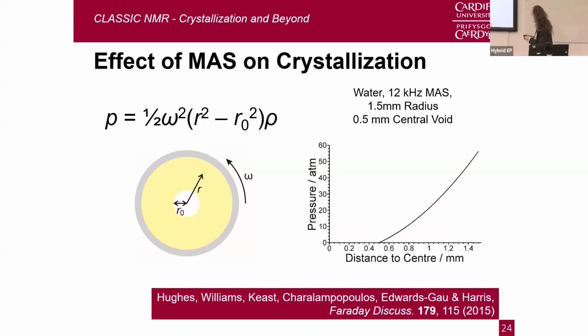But then it builds according to this equation, with the square of the spinning frequency and the square of the distance from the center, r. But you have to allow for the fact that you don't get any build-up from this void in the middle. So you can see here, this is just modeling for water, spinning at 12 kilohertz with a 1.5 millimeter radius and a 0.5 millimeter central void. And we get up to about 60 atmospheres there. So as I say, nowhere near the kind of pressure that you'd need for a completely high pressure form of any organic material.